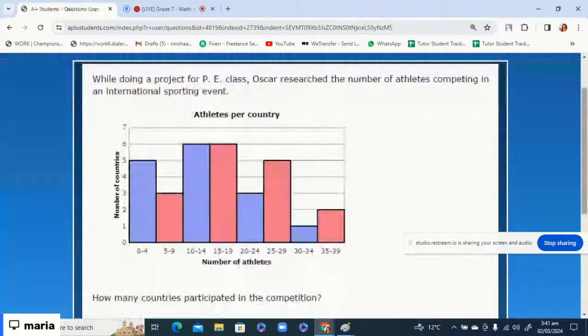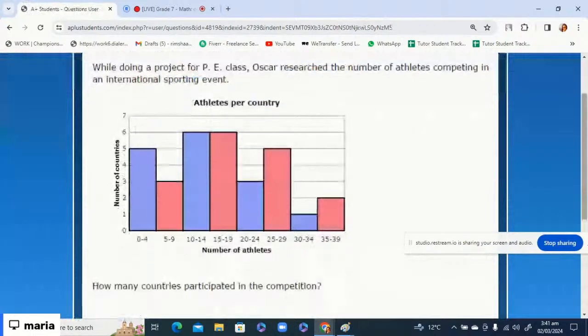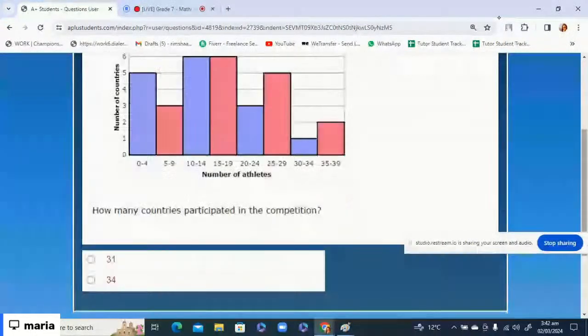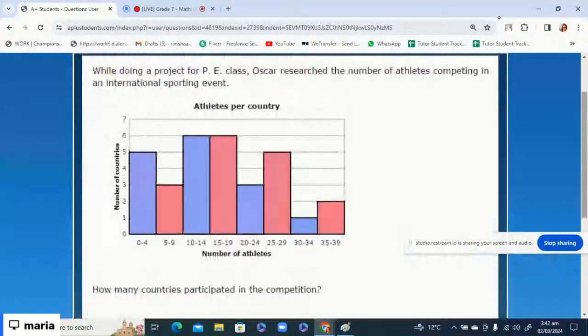Okay, while doing a project for PE class, Oscar researched the number of athletes competing in an international sporting event. Number of athletes are given. These are different ranges and number of countries are given. How many countries participated in the competitions? When we're finding how many countries, just add all their ranges.